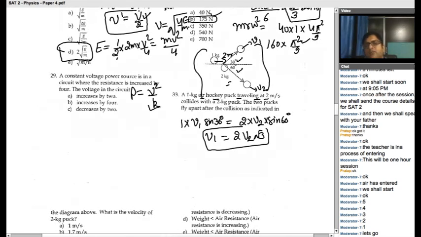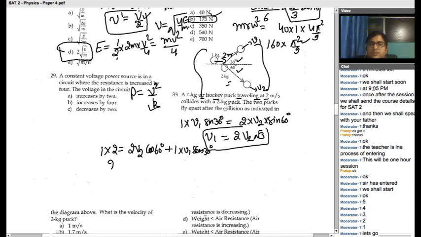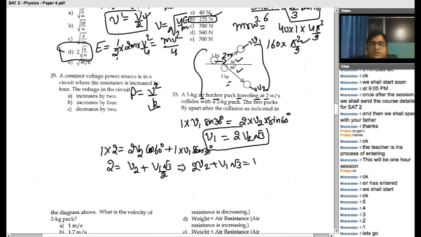Second, you have to balance their momentum along the x-axis. So 1 into 2 should be equal to 2 into V2 cos 60 degree plus 1 into V1 cos 30 degree. So 2 is equal to V2 plus V1 root 3 by 2. From here you get 2V2 plus V1 root 3 is equal to 4. Now from here you put the value of V1.